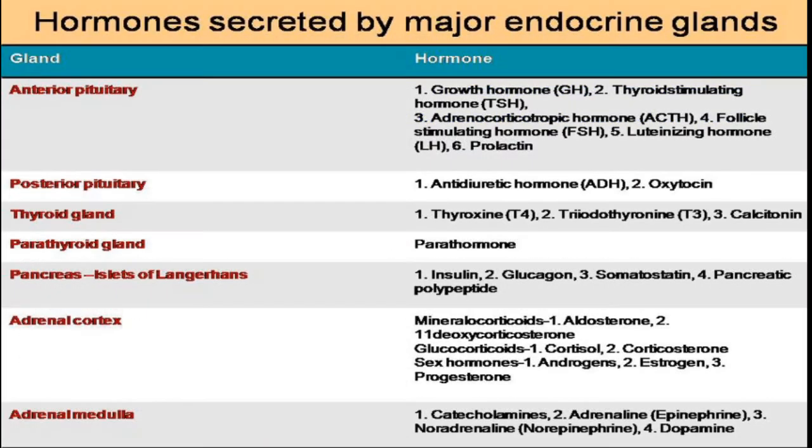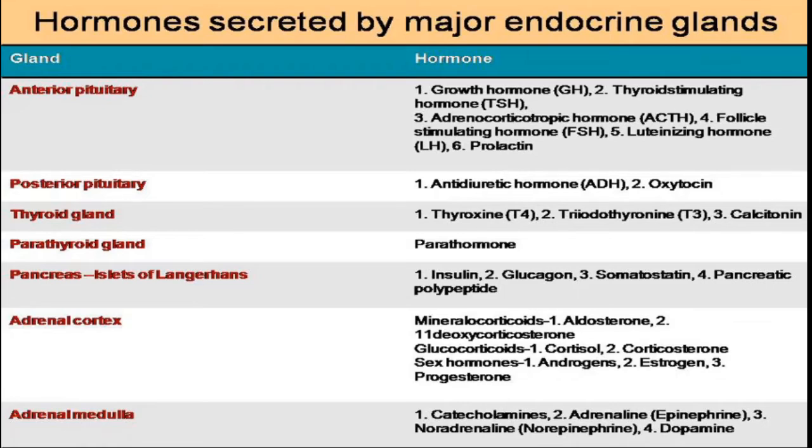Hormones are also secreted by major endocrine glands. This is the list of major endocrine glands and hormones secreted by them. First, the anterior pituitary secretes growth hormone, thyroid stimulating hormone, adrenocorticotropic hormone, follicle stimulating hormone, luteinizing hormone, and prolactin. Posterior pituitary secretes antidiuretic hormone and oxytocin.